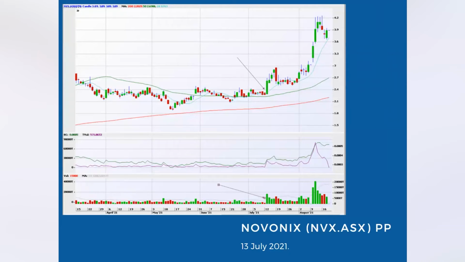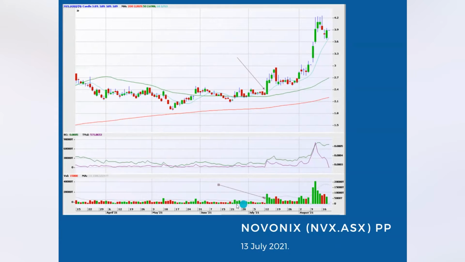Here we move over to the first example. Novonix, NVX, has been a favoured trading share for the last year or so. We've seen the interest in lithium-ion batteries and all the battery minerals that go into it. Novonix has been a great beneficiary of these trading movements. We've highlighted here with the arrow the day of a pocket pivot, and it corresponds with a very high volume day that stands out.